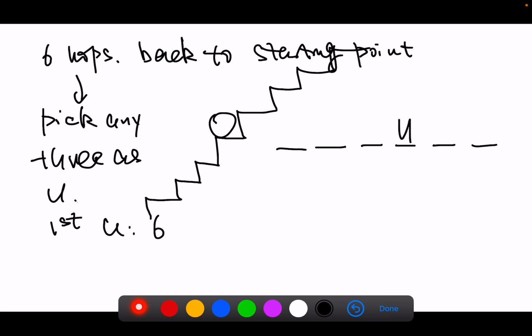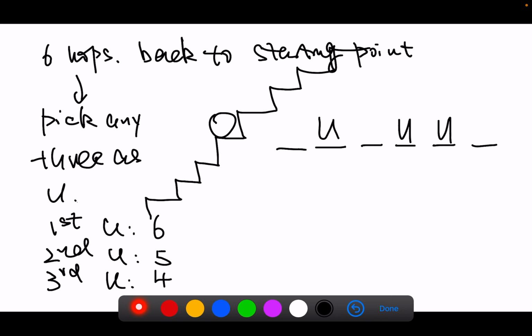Now, for the second up, I only have 5 choices because 1 position has been taken. For example, I pick the second position. Now the third up, I only have 4 choices. Maybe here. When you pick the first up, 6 choices. You pick the second up, 5 choices. You pick the third one, 4 choices.